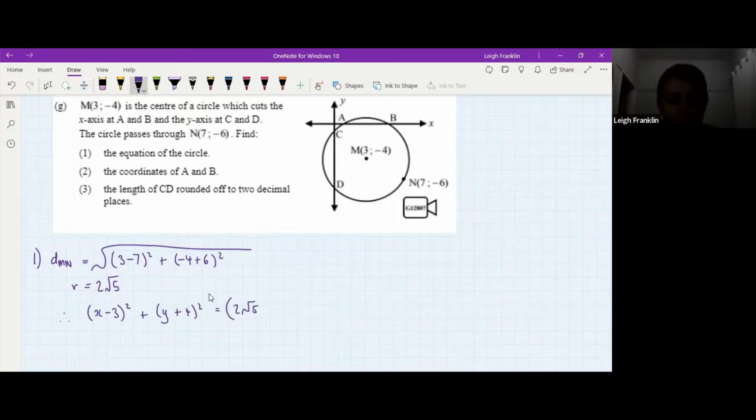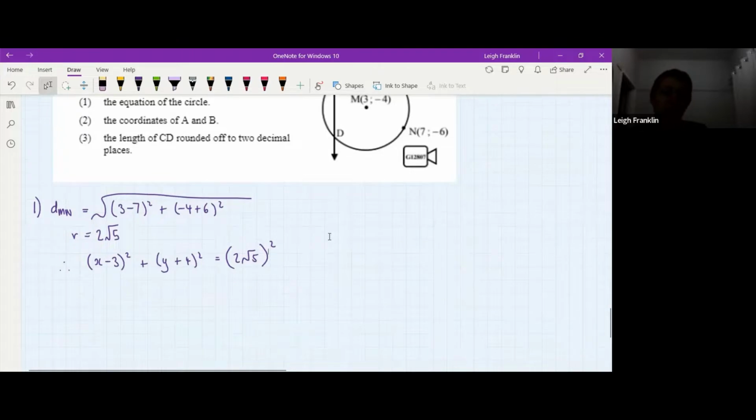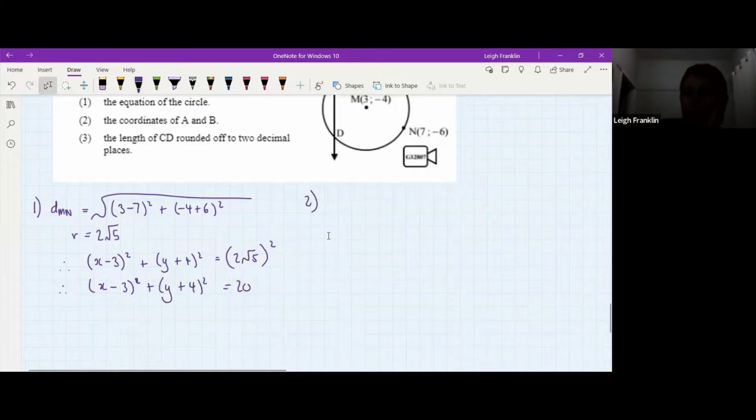And very, very important, matrix, that whole thing needs to be squared. Okay, so 2√5 must be squared. If you put it into your calculator without the brackets, your calculator will only square the √5. It won't square the 2. So you've got to be very careful of that. So 2√5 squared leaves us with, do you get 20? Yes, ma'am. Okay, so the equation of the circle (x - 3)² + (y + 4)² is equal to 20. Good. So we're all smiling and happy. We've got the equation of the circle.